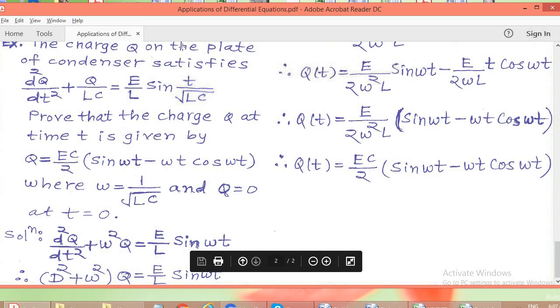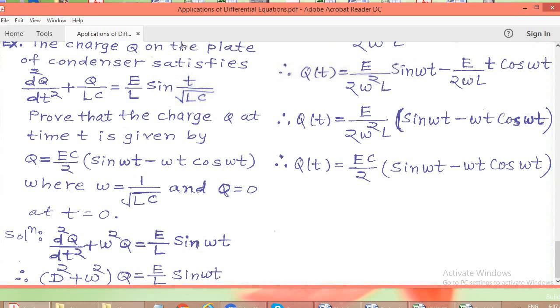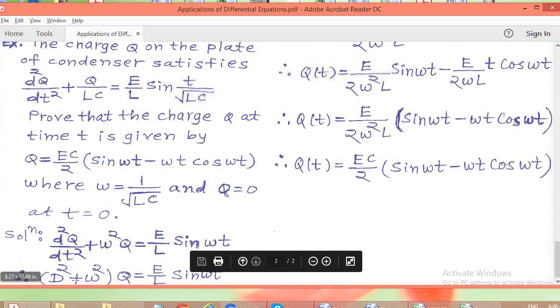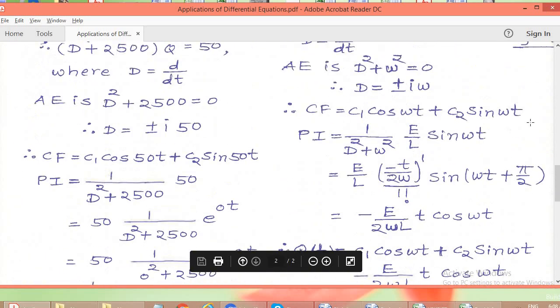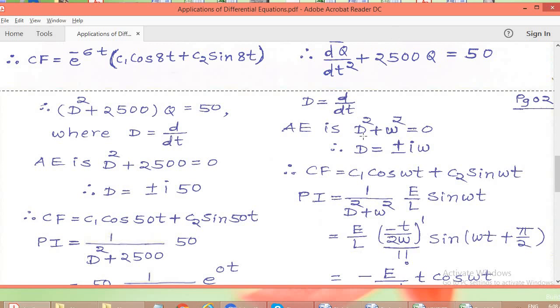So the given differential equation is d squared q by dt squared plus omega squared q equal to E upon L times sin of omega t. Again capital D equal to d by dt, and it simplifies to D squared plus omega squared operated on q is equal to E upon L times sin of omega t. So the auxiliary equation will be D squared plus omega squared equal to 0, and D equals plus or minus i omega.